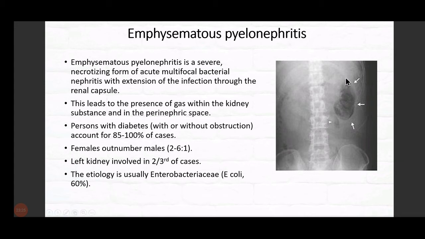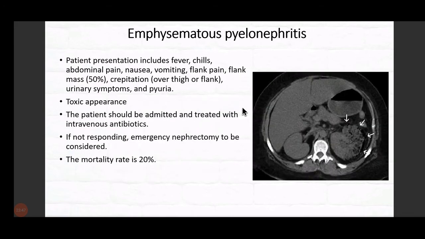Now, if you are seeing this plain X-ray KUB, and this black thing is not a bowel, but it has taken the shape of the kidney, that means it is gas around the kidney or within the kidney. Now, this is the hallmark of emphysematous pyelonephritis. The patients who have emphysematous pyelonephritis are gravely ill or toxic most of the time.